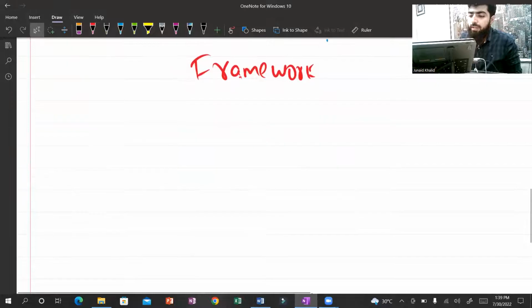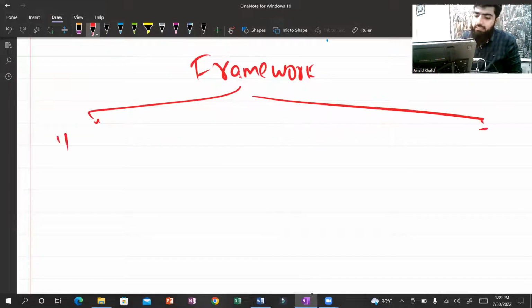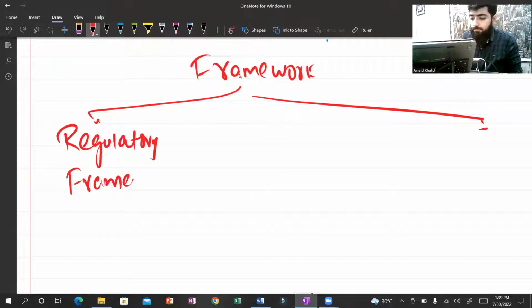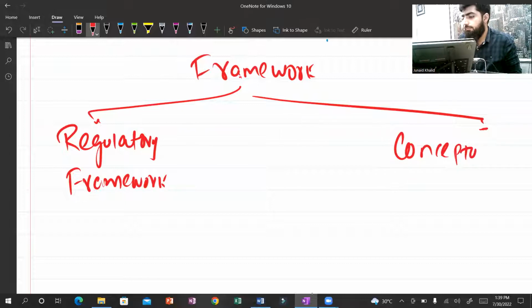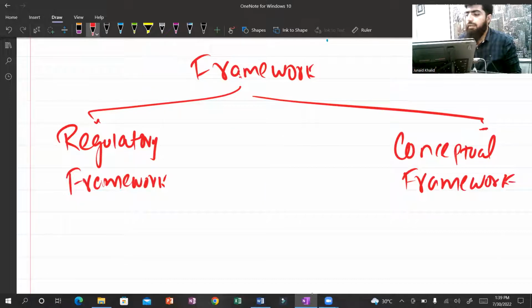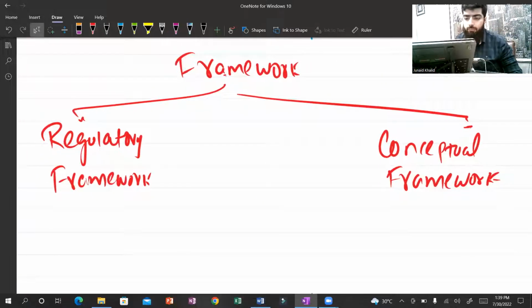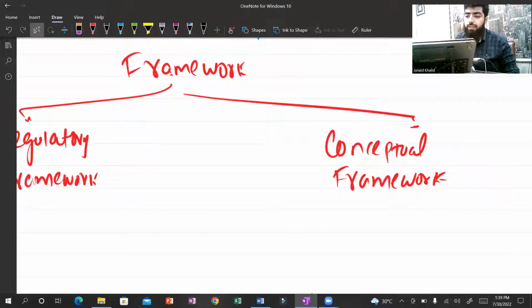In this framework, we'll discuss two main areas. Number one, the regulatory framework, and second one is conceptual framework. Regulatory framework and conceptual framework. First discuss what is framework.